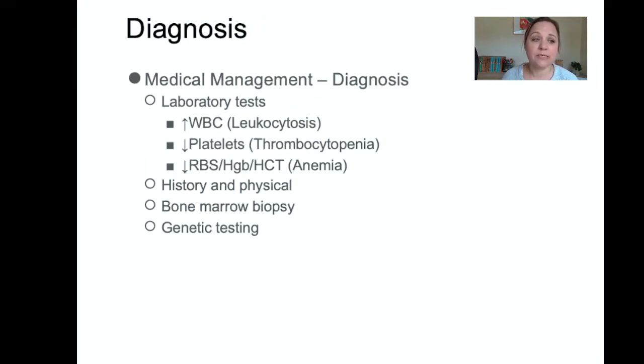Medical diagnosis is going to be based on lab results, and sometimes a bone marrow biopsy and some genetic testing. In our lab results, we're going to see an increase in white blood cells, leukocytosis, low platelets, thrombocytopenia, and low red blood cells, hemoglobin, and hematocrit, or anemia. It'll also be based on history and physical. Sometimes a bone marrow biopsy is taken, and sometimes genetic testing is performed.